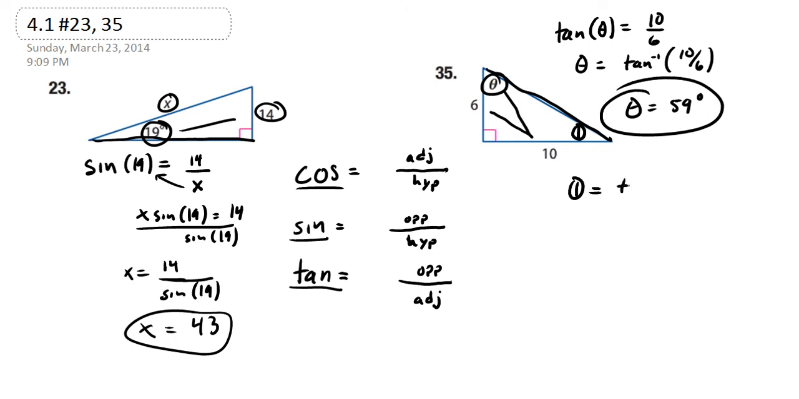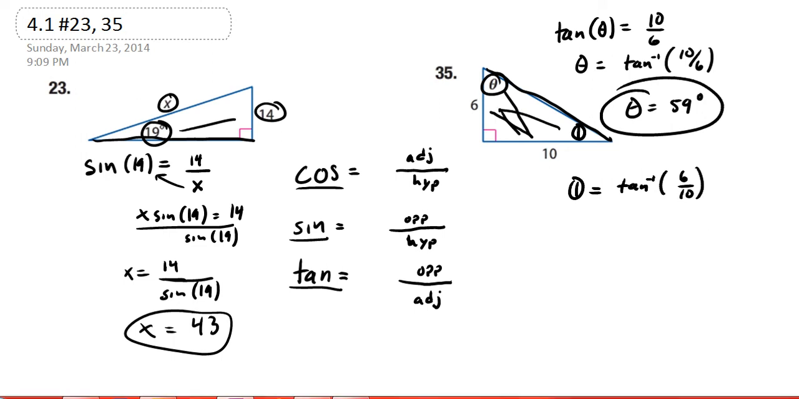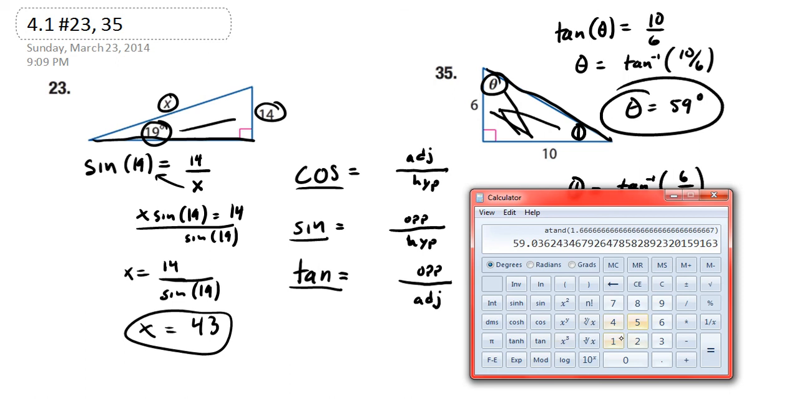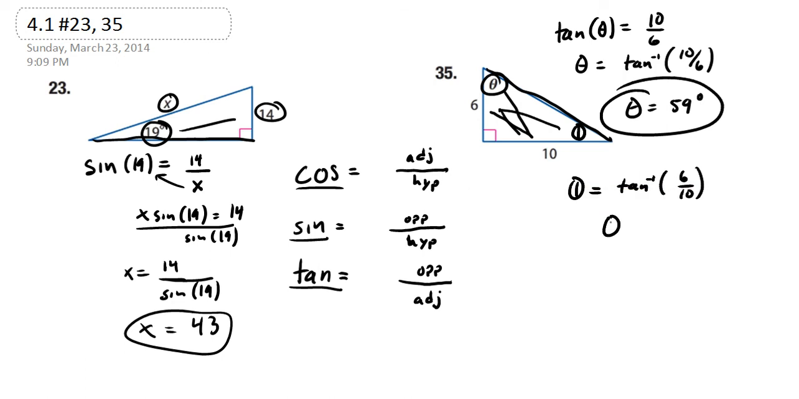Phi would be equal to the inverse tan of 6 divided by 10, because that's the opposite over adjacent. So if you do that, 6 divided by 10, inverse tangent, 30.96. We'll call it 31. That's theta, not phi. Phi equals 31 degrees.